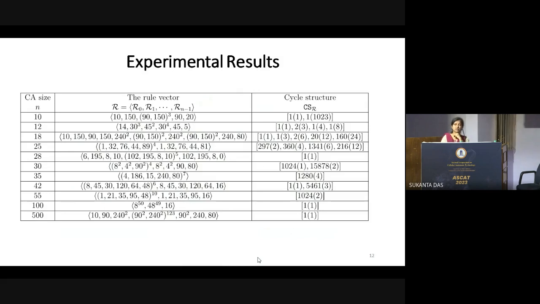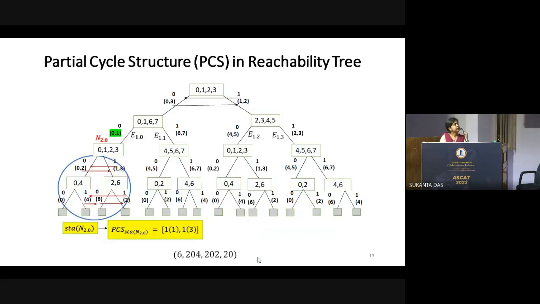Now the question comes: what about reversible CA? Do we get acyclic configurations? No, never. We do not get any acyclic configuration. If we look at this example, this is a case of reversible CA. Here we try to figure out some disjoint components in the reachability tree, and these disjoint components are called subtrees. Again, we try to figure out the number of cycles along with the cycle lengths in the disjoint subtrees, and that is called the partial cycle structure.